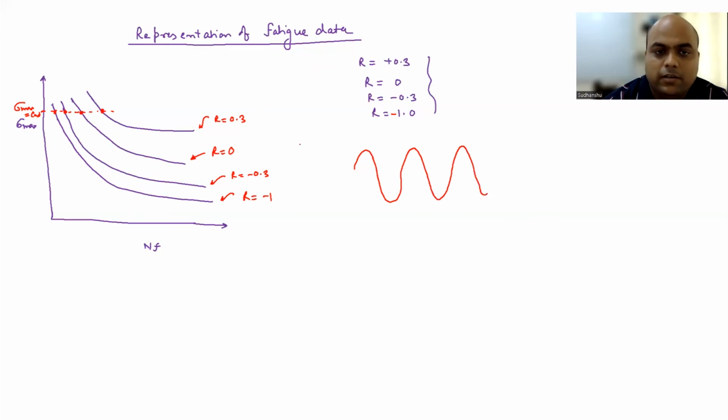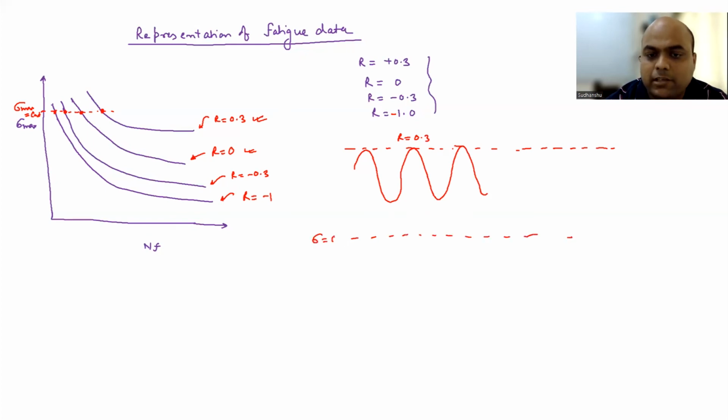Okay, so let's compare R equal to 0.3 and 0. It's easier, right? So you have a fatigue cycle. I'm making sigma max constant, and one is R equal to 0.3. So let's say this is R equal to 0.3. Another one is R equal to 0. So if sigma is equal to 0, and this is your sigma max. So sigma max is constant. So for R equal to 0, your curve is going to look something like this.